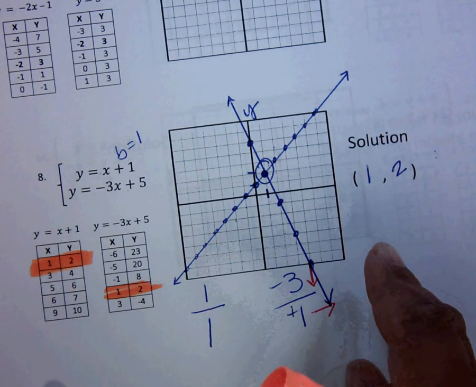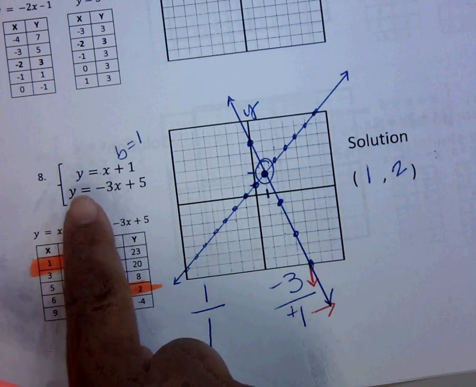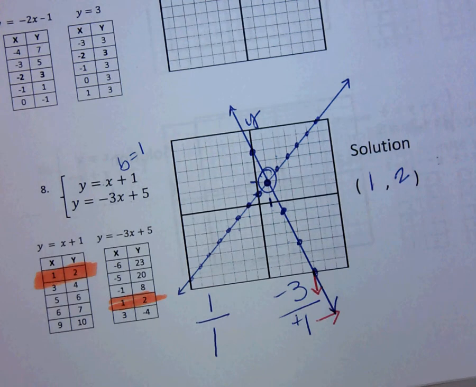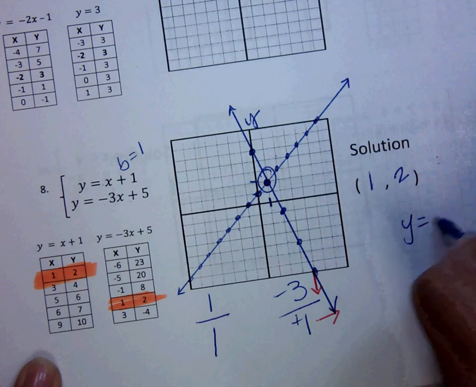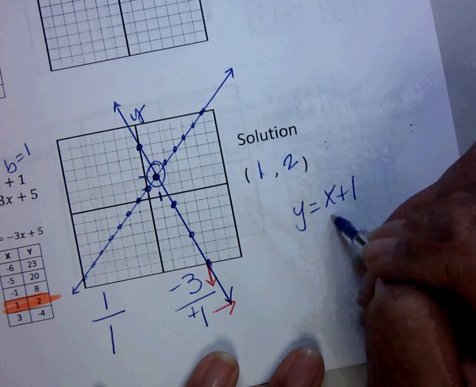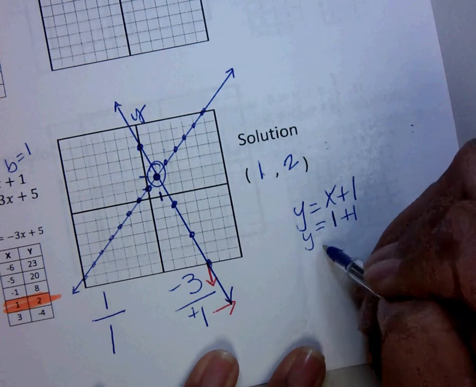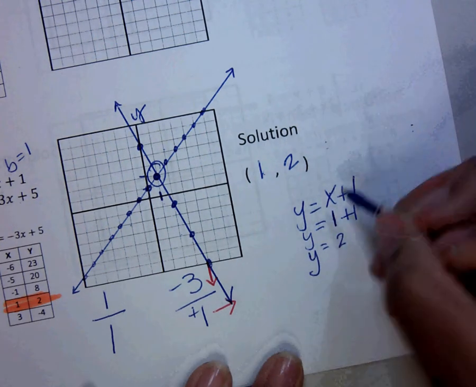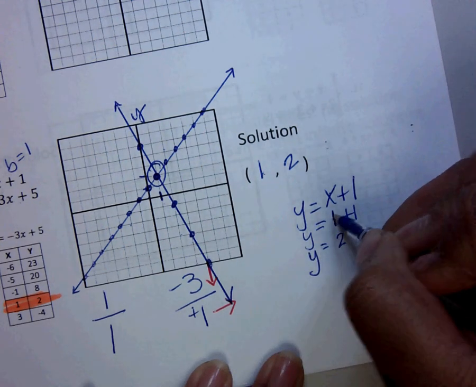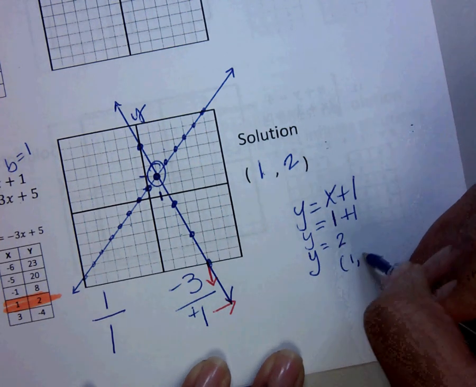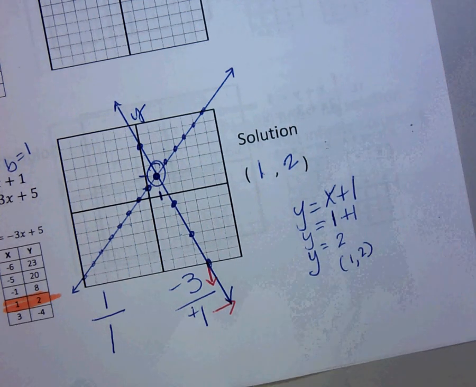You can also plug this point in to both equations and you'll see that it works out. And I know you want to see it. Man, I'm trying to hurry up. Okay, y equals x plus 1. Plug in the x. 1 plus 1 is 2. So, when the x value is 1, the y value is 2. That gives me 1, 2. So, as you can see, guys, it works.